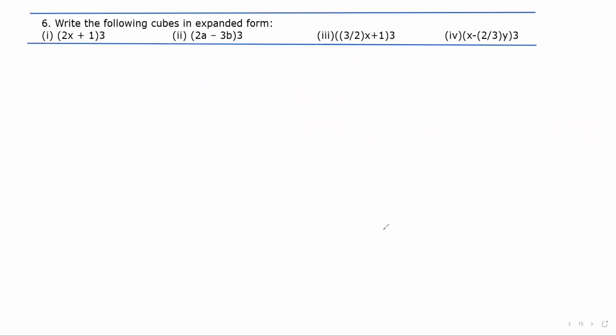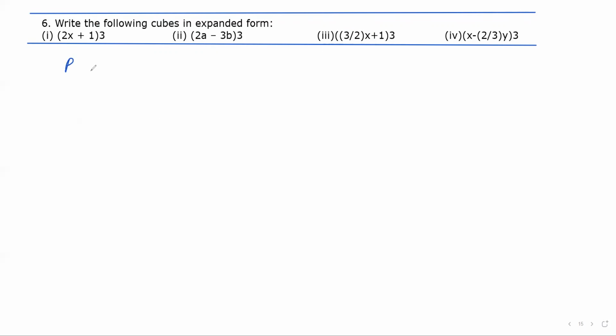Sixth question. Write the following cubes in expanded form. To write the cubes of these values, you should know the formula for writing cubes. So there are two formulas for cubes. Since AB is used in the second question, X and Y are in the first and third. Let's go with capital values, or P plus Q.